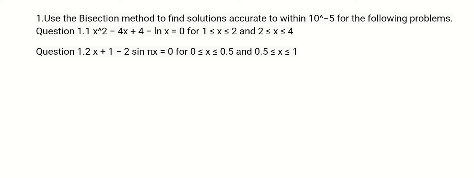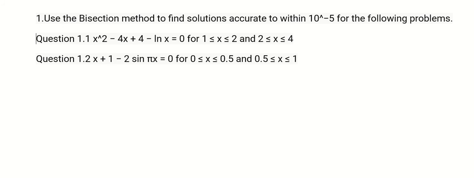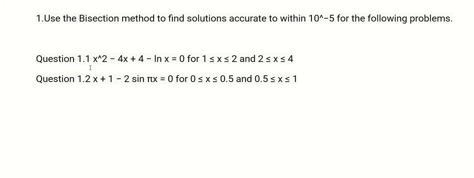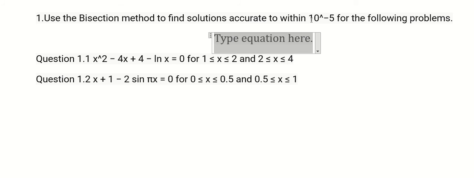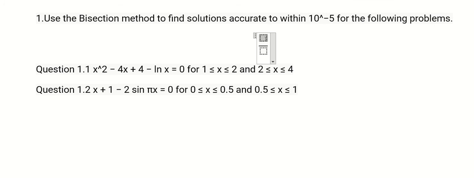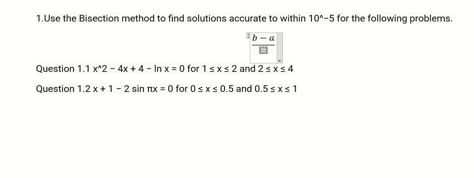Hello everybody. Today I want to show you how to do the bisection method. Before we calculate this one, we need to calculate how many times to get the accuracy within 10 to the power of negative 5. So we have (b minus a) over 2 to the power of n.